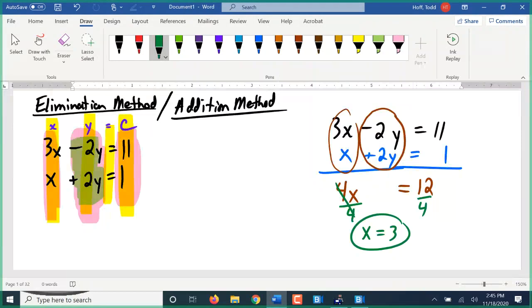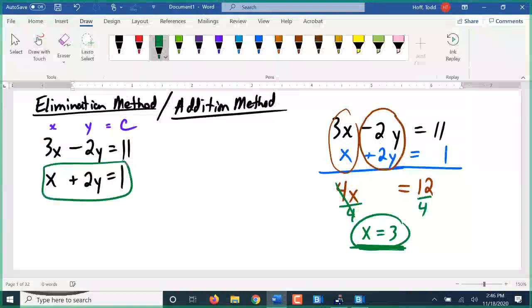The addition method or elimination method, whichever name you want to use, is generally quicker to get to that first variable. Substitution, we had a lot more work to do to get to that first variable. We pay for it on the other end, though. We still have to find the second variable, which means we have to put this 3 back into one of the original equations to see what we get for y. I'm going to use that second equation just because it's right there. So for x, I'm going to put in the 3 plus 2y equals 1. Now I have to solve that equation for y.